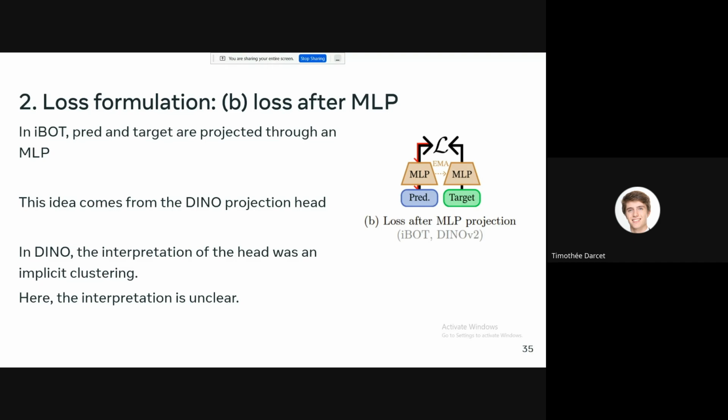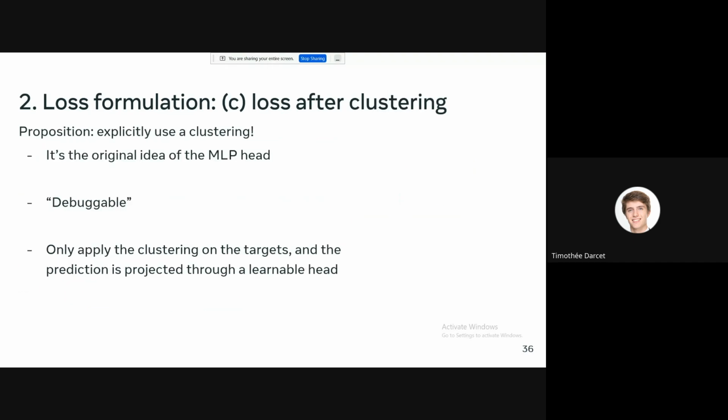It's complicated. I don't know what it's doing. Let's go back to the basics. If it was supposed to do a clustering in DINO, let's go back to clustering explicitly. What we're going to do is use an online clustering algorithm to convert our target vectors into assignments. We just cluster them, get assignments, and then we're going to use a loss.